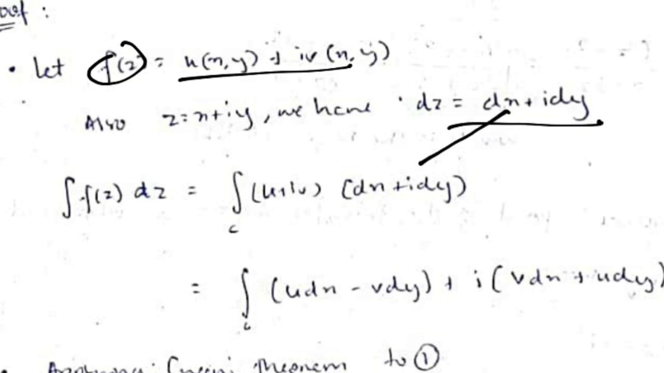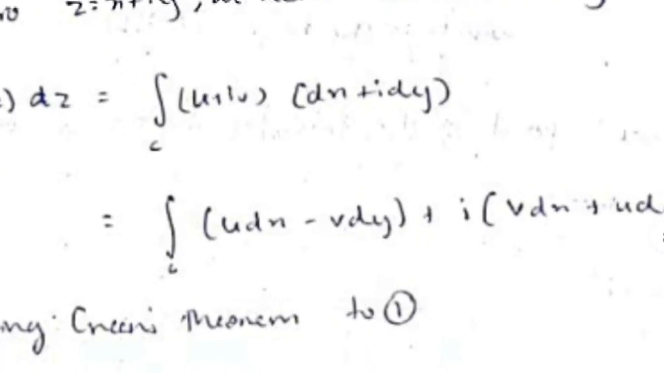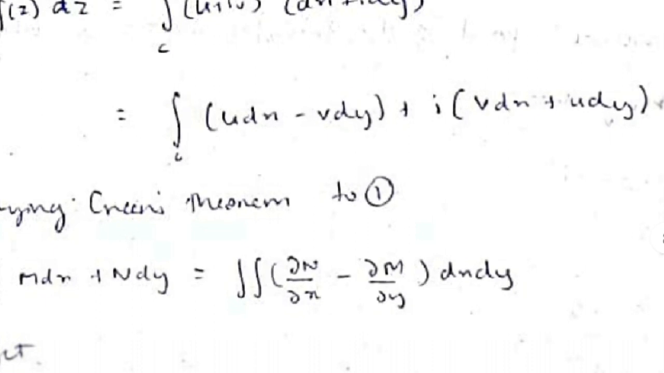We'll be using both of these equations in the place of f of z dz. In the place of f of z, we will write u plus iv, and in the place of dz, we will write dx plus i dy. Now we have to multiply these terms with these terms. When we multiply and separate the real and imaginary part, we will have the real part as this and the imaginary part as this.